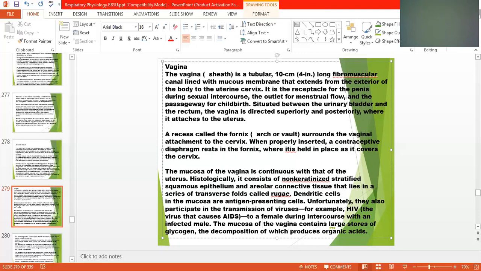Histologically, it is made up of non-keratinized stratified squamous epithelium and adenoid connective tissues. But this passage, unfortunately, also transmits viruses, for example HIV, a virus that causes AIDS, to a female during intercourse with an infected male. The mucosa of the vagina contains large stores of glycogen, the decomposition of which produces organic acid. So the vagina is acidic in nature. It also protects from external infection.